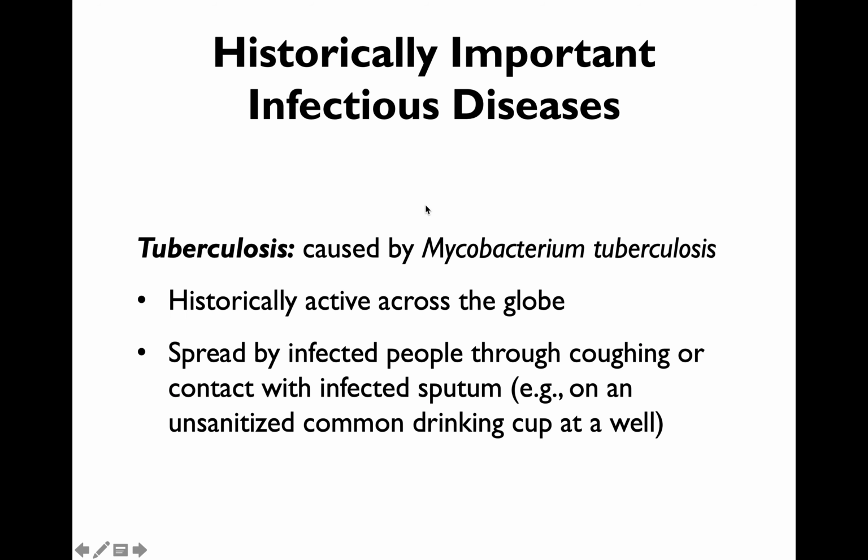The third very historically important infectious disease would be tuberculosis, specifically caused by Mycobacterium tuberculosis. And this is still active around the world, but it's not that easy to get it. You have to be infected directly from somebody who has tuberculosis. And yeah, thankfully, it's not that easy to spread. But tuberculosis is still a very important infectious disease to keep in mind.